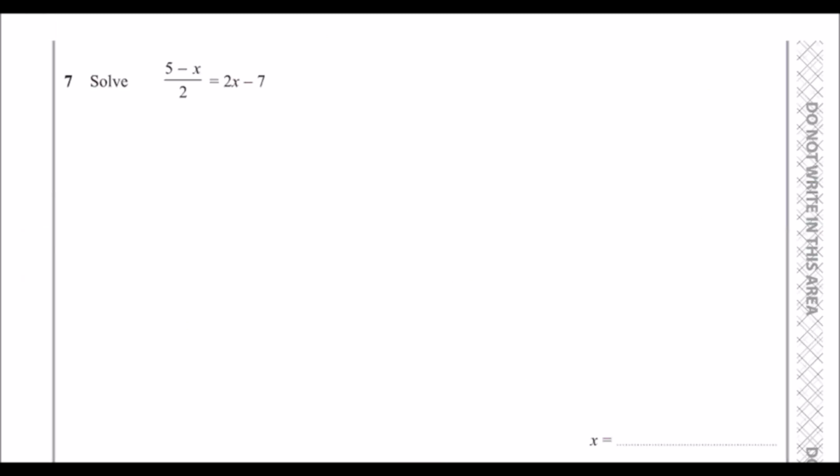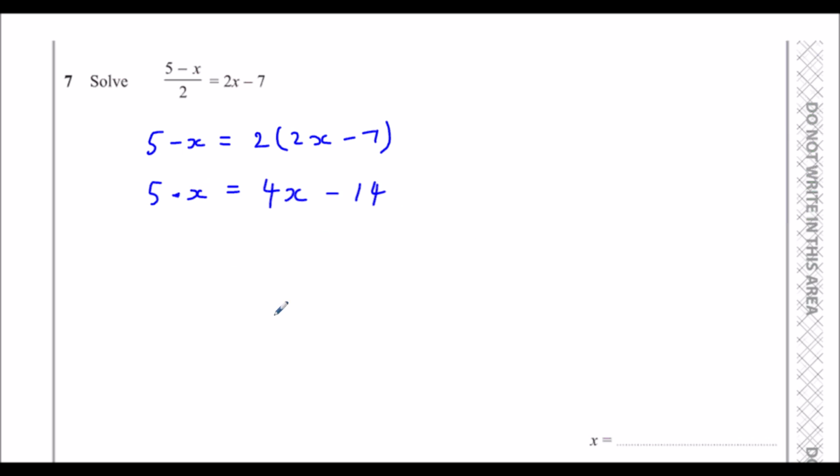Question 7. Solve (5 minus x) all over 2 equals 2x minus 7. The first thing we want to do is get rid of this fraction. And we're going to get rid of a divide by 2 by multiplying by 2. So I'm going to multiply both sides by 2. So if I times 2x minus 7 by 2, 2 times 2x is 4x, and 2 times a negative 7 is negative 14.